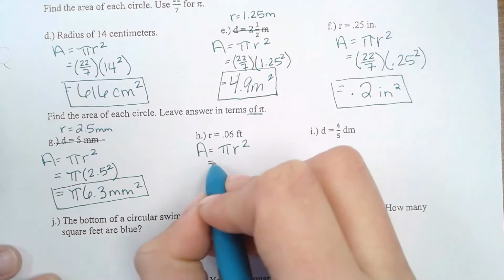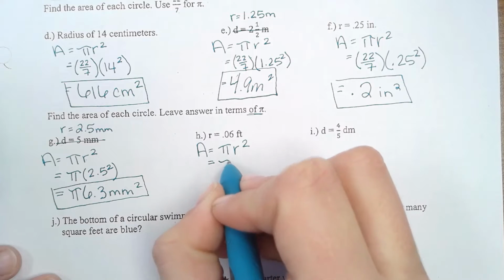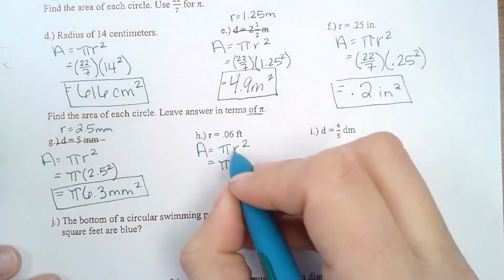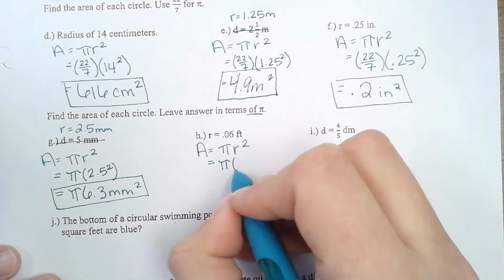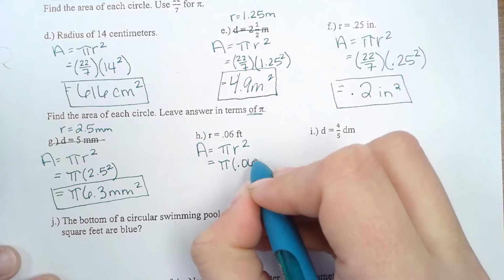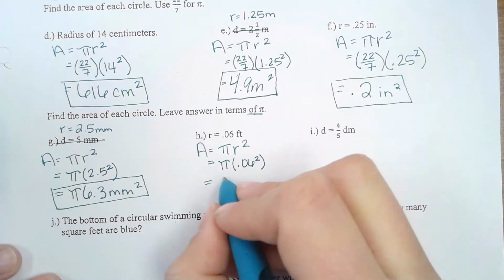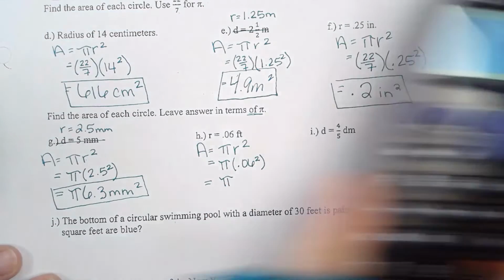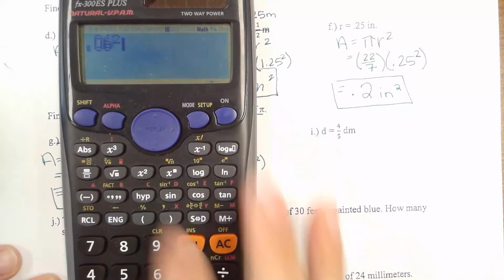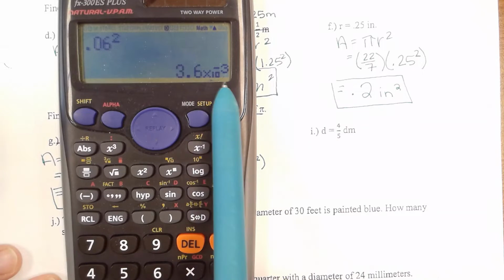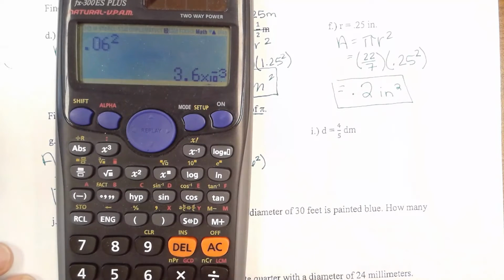Do my substitution, so leave my answer in terms of pi. That means I'm not substituting anything in for pi. My radius is 0.06, so I'm going to plug in 0.06 in for r, and now I'm going to square it. And then again, you're just going to keep pi in your answer and then just simplify the 0.06 squared. And this gives us 3.6 times 10 to the negative third.